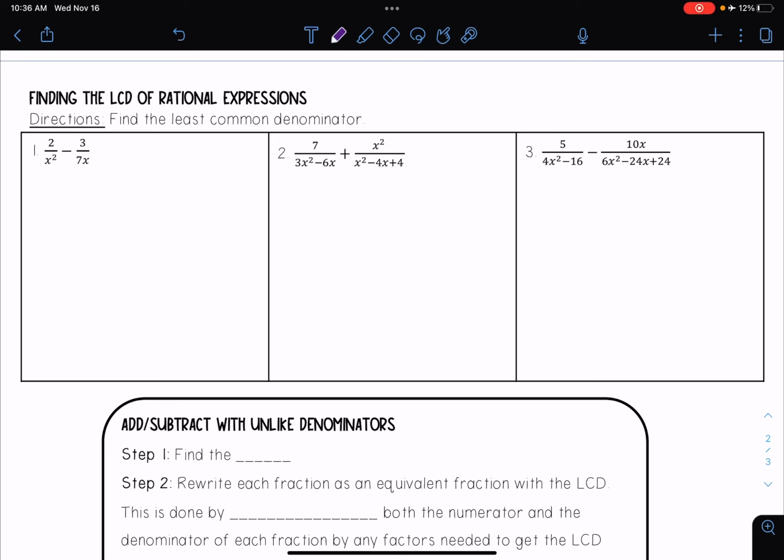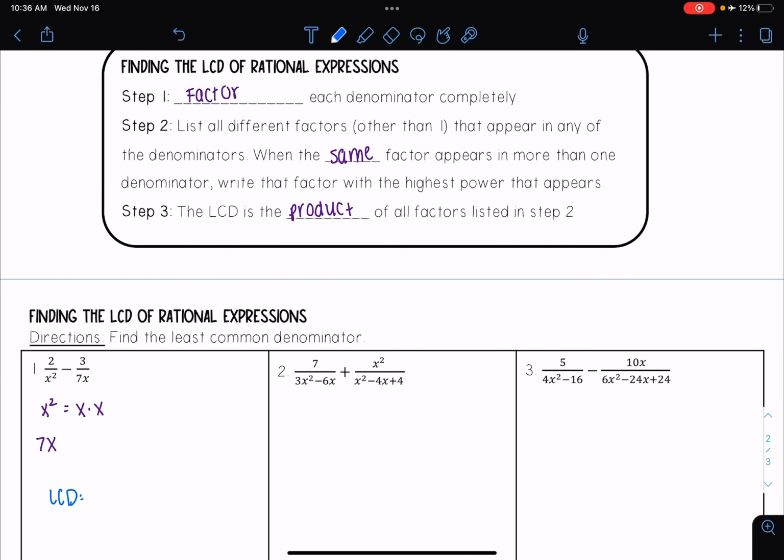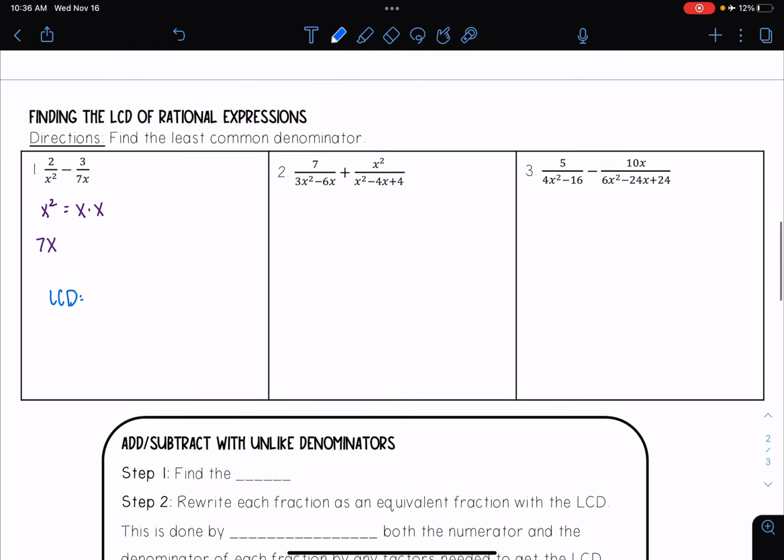So the first denominator, I just have x squared, which is just basically x times x. The second denominator, I have 7x. And so the LCD is going to be the product of all of these factors. But when the same factor appears in more than one denominator, I'm going to write that factor with the highest power that appears. So I see the factor x appears in both of these, so I'm just going to take the higher power. And then I see a 7 appears. And so that means that my LCD is 7x squared.